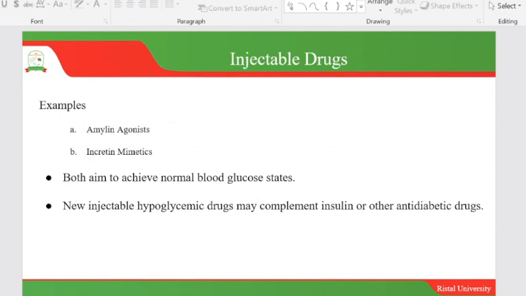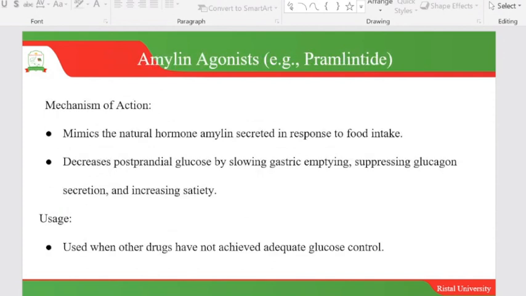Let's look at injectable drugs. The examples here include amylin agonists and incretin mimetics. Both of these drugs aim to achieve normal blood glucose states, and the new injectable hypoglycemic drugs may complement insulin or other antidiabetic drugs to make sure that they produce better results.